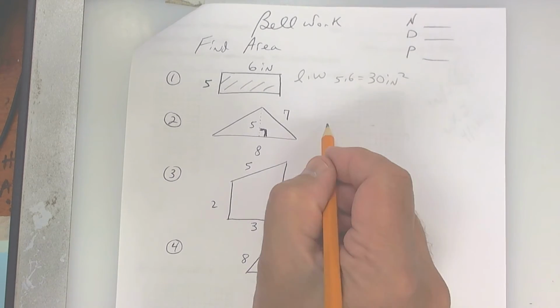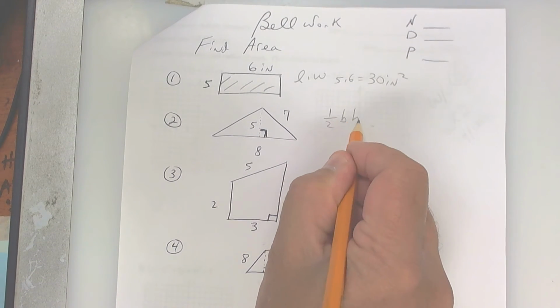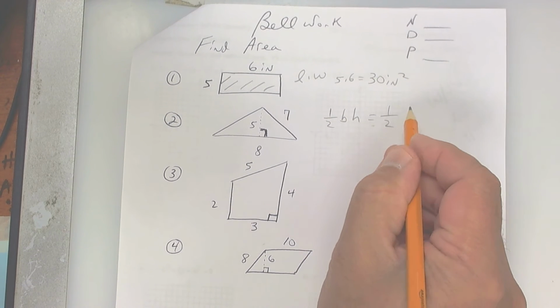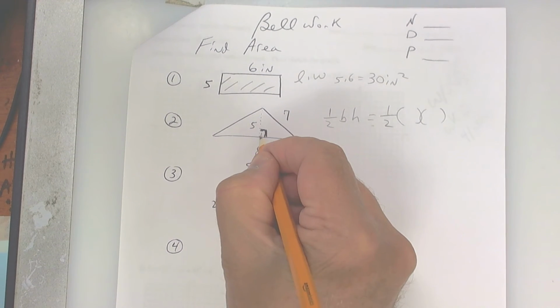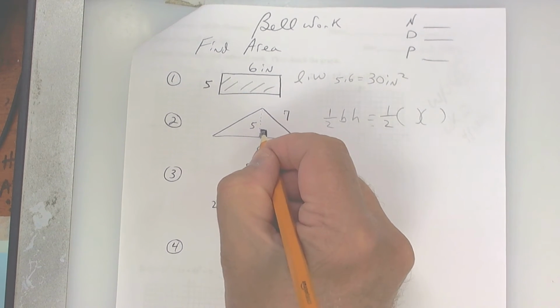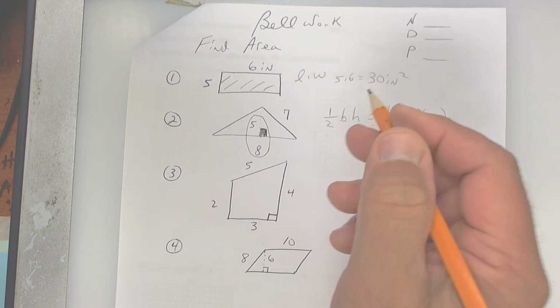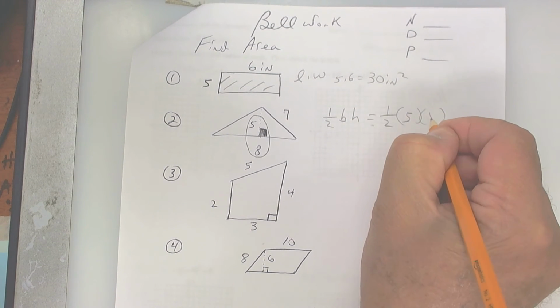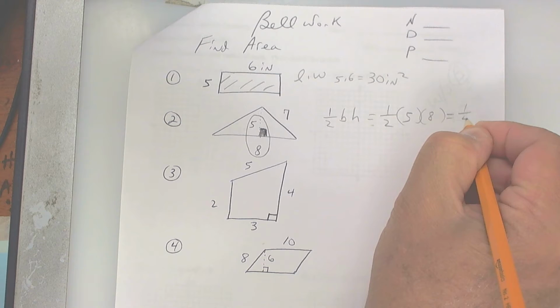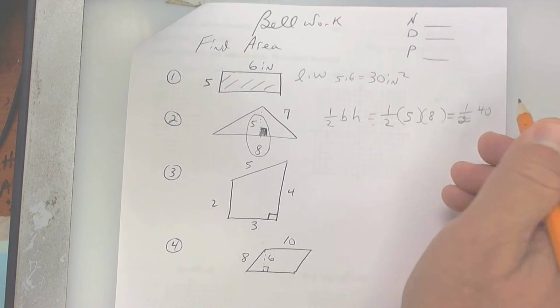This one is a triangle, so it's 1/2 the base times the height. Color the box. The two that touch the box are the two that you use. So 5 and 8 is 40, and half of 40 is 20.